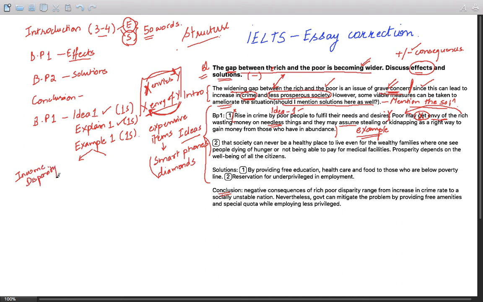Or income gap. In one it's high, in another it's low. Then crime. Okay, crime. Here it's high. If there's high income disparity, the crime is high. If it's low income disparity, the crime is low. You can give an example. You can mention an example also.